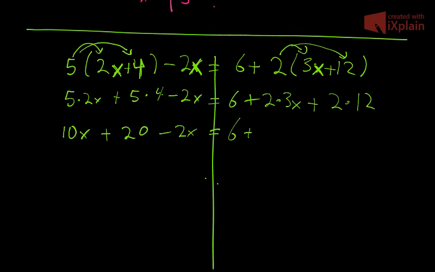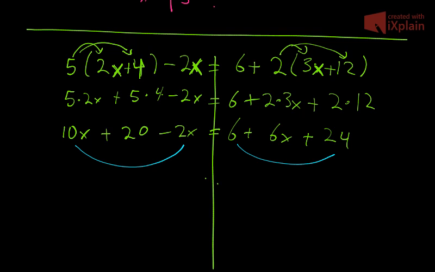I have 6 plus 2 times 3 is 6x plus 24. And now I just need to look at how I'm going to get rid of my x's. First, actually, I'm going to want to combine like terms. So I can see that these 2 terms are alike here, and that these 2 terms are alike here. So I'm going to combine them.